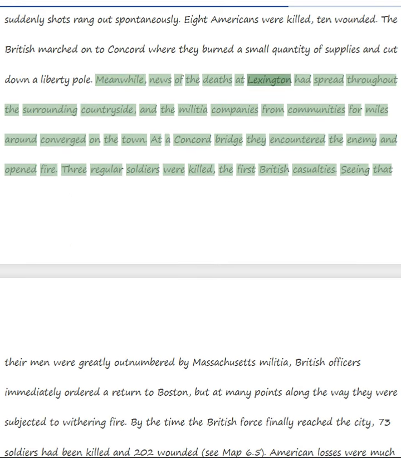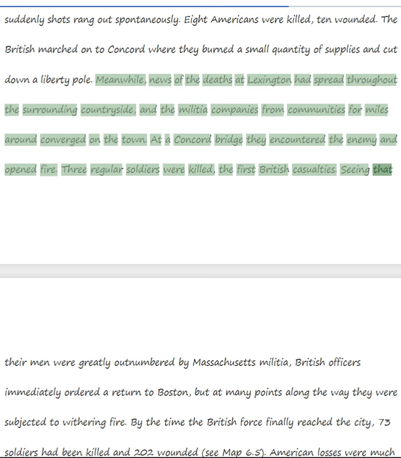Meanwhile, news of the deaths at Lexington had spread throughout the surrounding countryside, and the militia companies from communities for miles around converged on the town. At a Concord bridge they encountered the enemy and opened fire. Three regular soldiers were killed, the first British casualties.